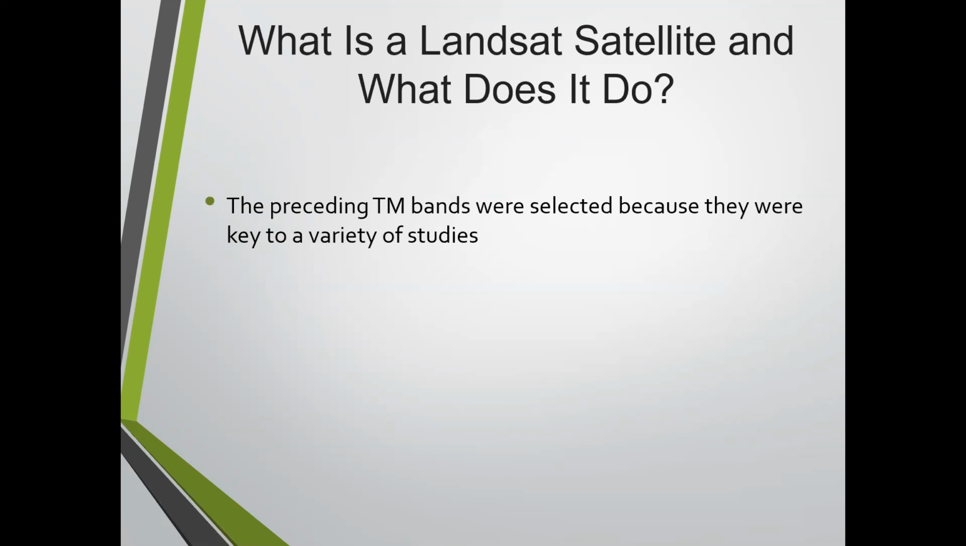The preceding thematic mapper bands were selected because they were key to certain studies, and we've already talked about those last week. One of the things we said was the vegetative index studies, the NDVI type of stuff, where you can determine that based on the amount of red light being absorbed by vegetation and the amount of infrared reflected. So that was pretty key to those kinds of things. Particularly bands 3 and 4 were used for vegetation monitoring, that NDVI type of stuff we were talking about last week, and that was really important.